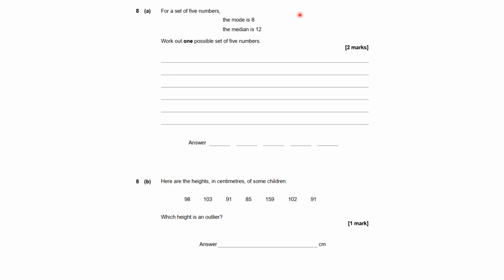Okay, so let's move on. Again, this is live, so I'm doing every single question with you, so to speak. I'm just reading it for the first time. So, question 8a. For a set of 5 numbers, the mode is 8, the median is 12. So work out one possible set of 5 numbers.